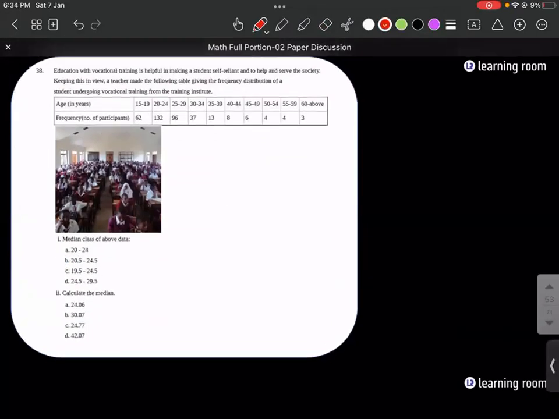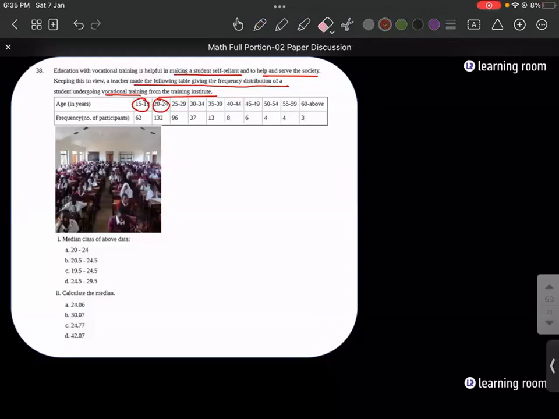So, educational vocational training is helpful in making the student self-reliant and helps serve the society. Keeping this in view, a teacher made the following table, giving the frequency distribution of the students undergoing vocational training from the training institute. Age is given in this. Okay. One thing is, you will be able to apply that formula.